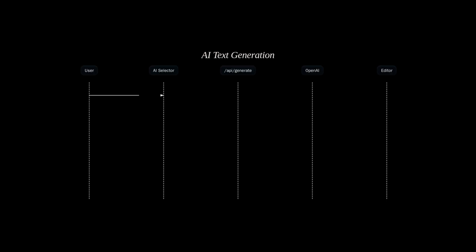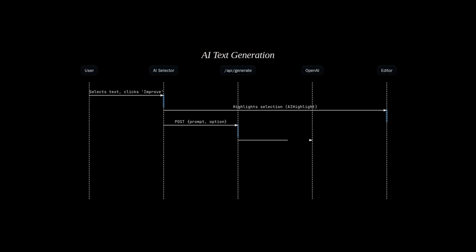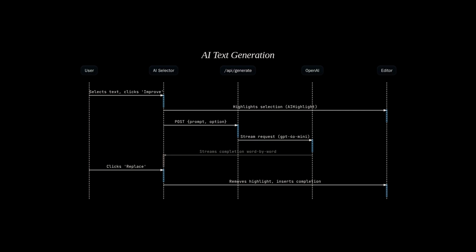Now let's look at AI generation. The user highlights some text and clicks Improve in the bubble menu. The AI selector marks that text with a highlight extension. It posts to the Generate API with the prompt and the chosen option. The Edge function checks rate limits, then forwards the request to OpenAI's GPT-4o mini model. The response streams back word by word, and the selector displays it as Markdown. If the user likes it, they click Replace, and the highlight is removed while the new text is inserted in its place.